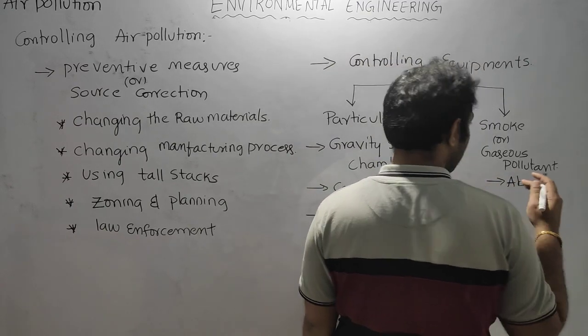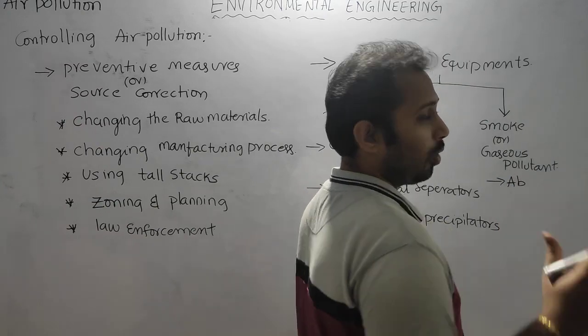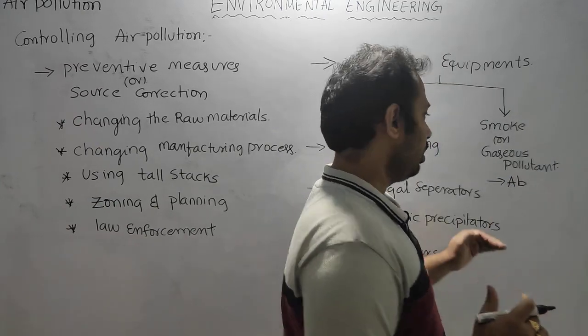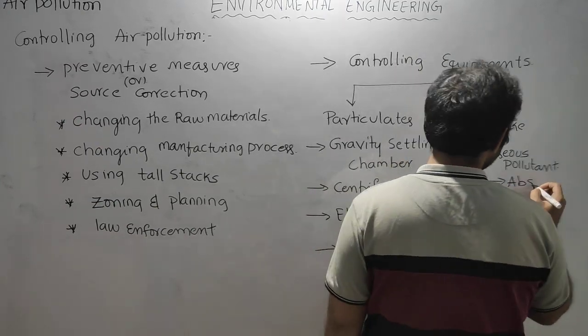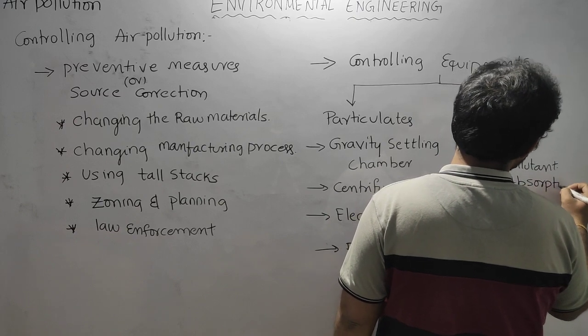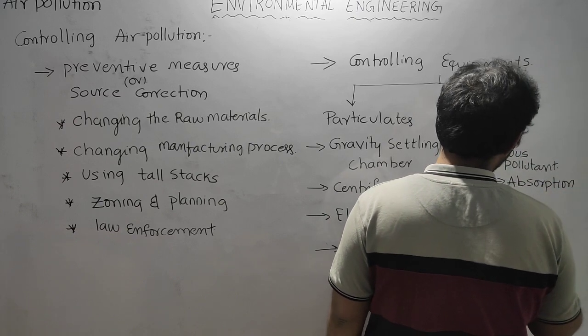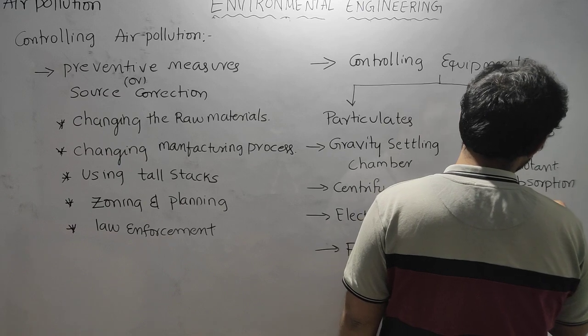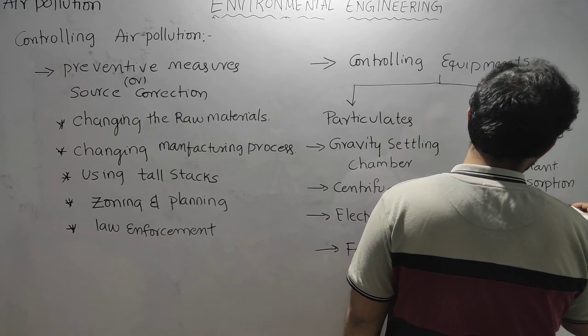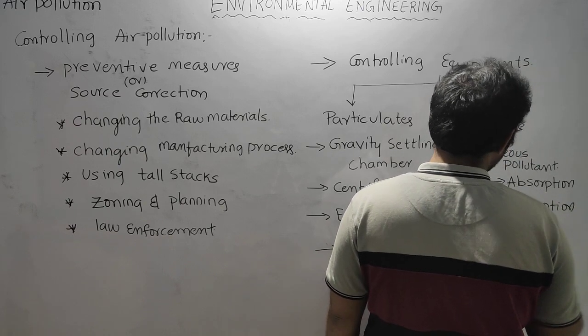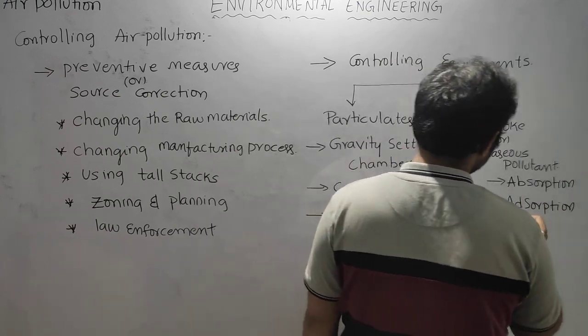Then gaseous pollutant controlling equipment: the different equipment work on three principles. One is the absorption principle, another works on the adsorption principle, and some work on the combustion or incineration principle.